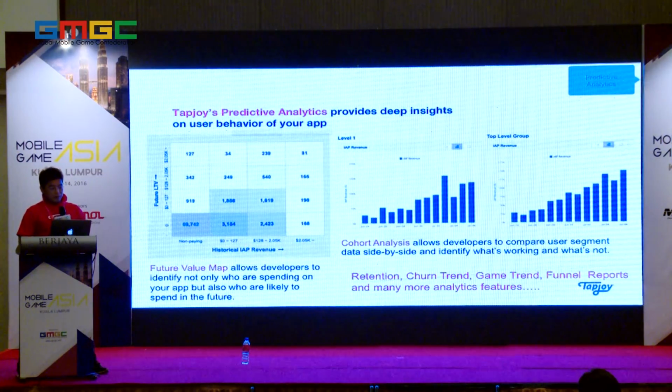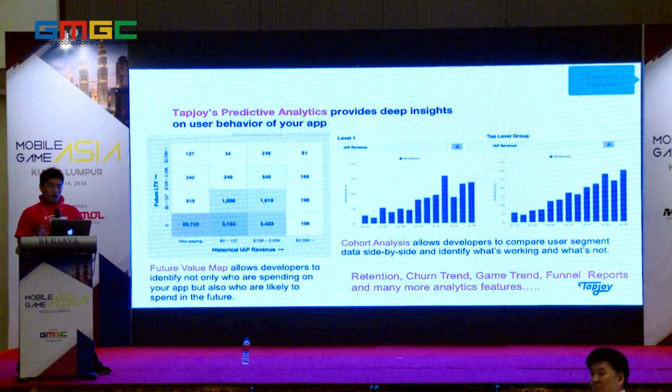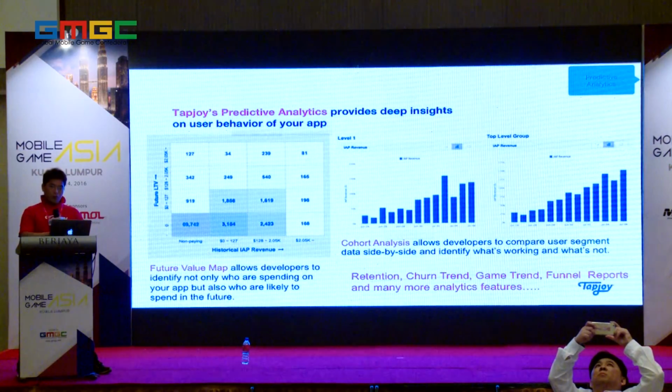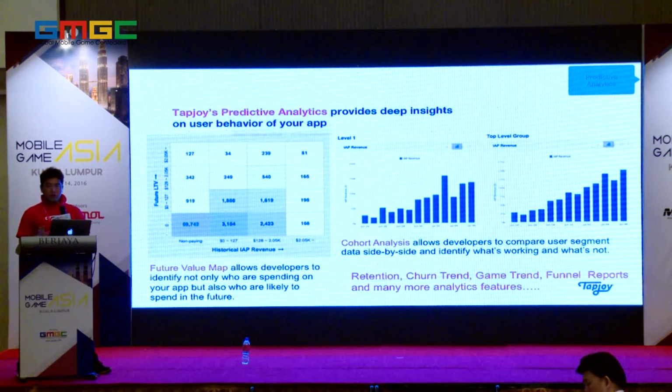This is where we can first come in to help you understand this. Tapjoy's predictive analytics provides deep insights on how users are playing your game, and helps you understand what's working and what's not. For example, we provide a feature called cohort analysis, which allows you to compare user segment data side by side. Let's say you have levels in the game, you can compare users who are in level 1 and users who are playing your game at level 10, and compare the data so that you know what's working and what's not.